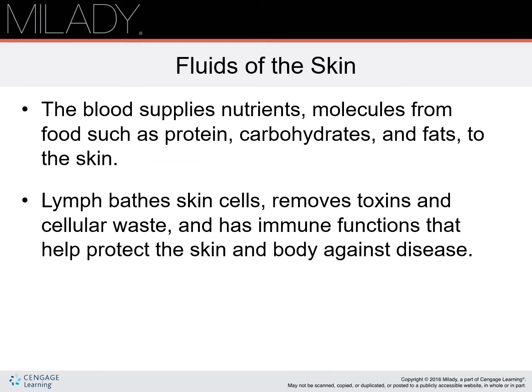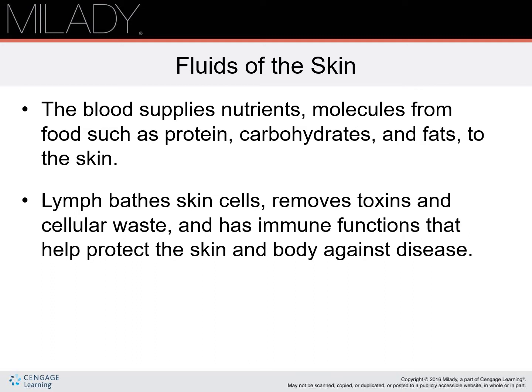Switching up, talking about the fluids of the skin. Blood and lymph vessels are located in the reticular dermis. Blood delivers nutrients and oxygen to the skin and takes away waste products and carbon dioxide. Nutrients are molecules from food such as protein, carbohydrates, and fats. These nutrients are necessary for cell life, repair, and growth.